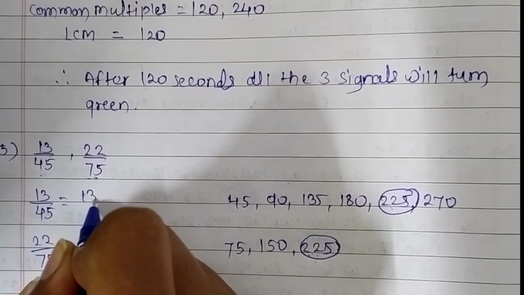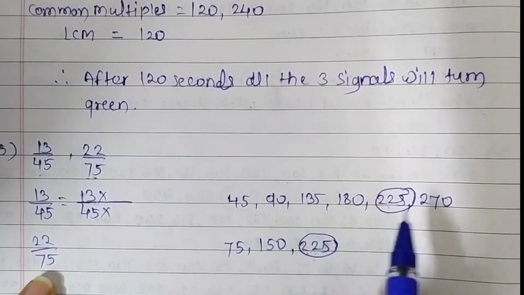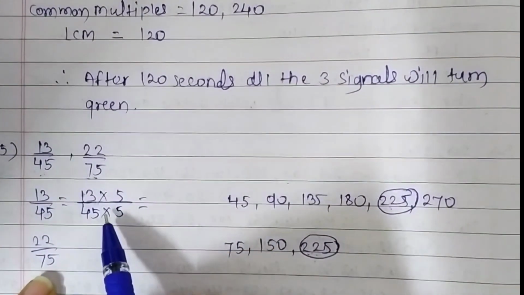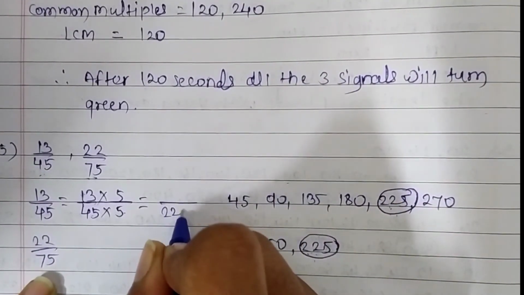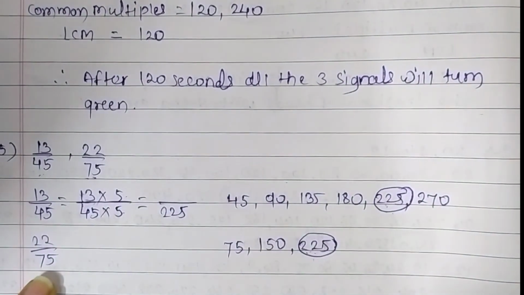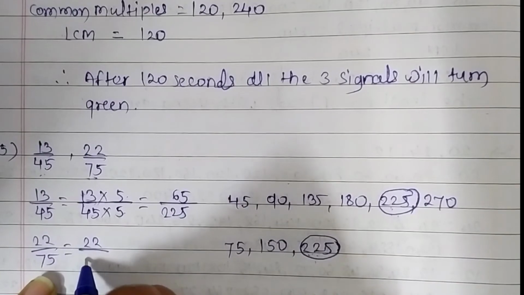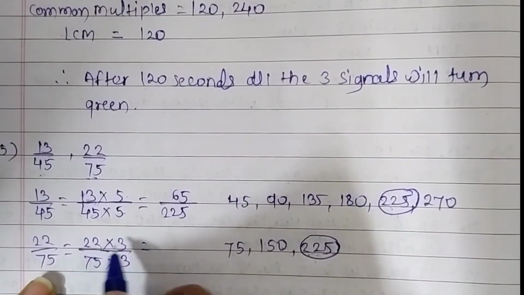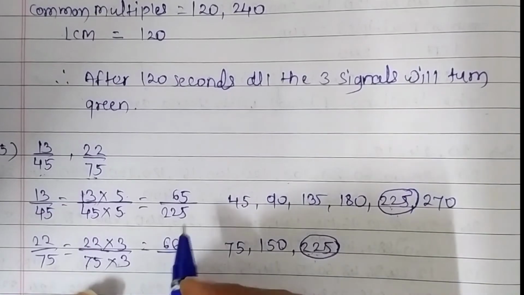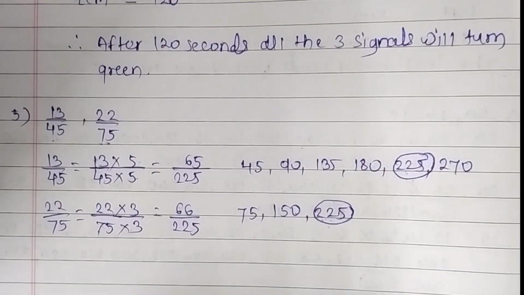So for 13 upon 45 we have to multiply this fraction by 5, so that we get 225 on the denominator side. 45 fives are 225 and 13 fives are 65. Now 22 upon 75, here we are going to multiply the fraction by 3. 22 threes are 66 and 75 threes are 225. Now second question, they tell us to add the given fractions.